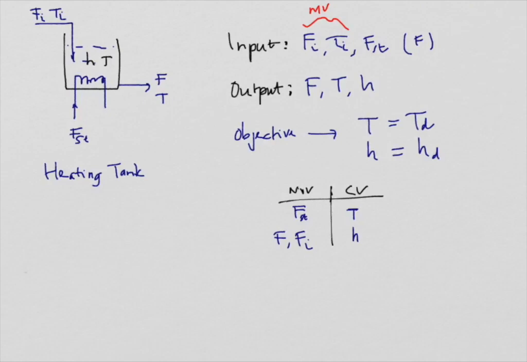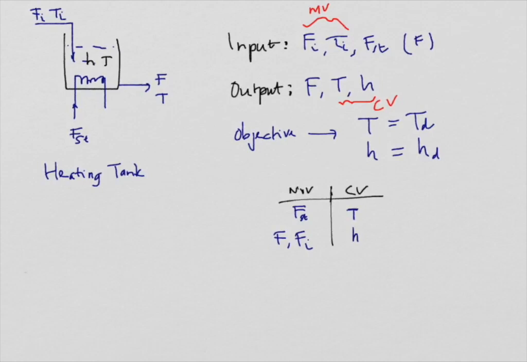Okay, we have chosen Fi and Ti as manipulated variables, and we know that T and H are the control variables. That is the control variable. How about the load variable? The load variable must be an input variable.